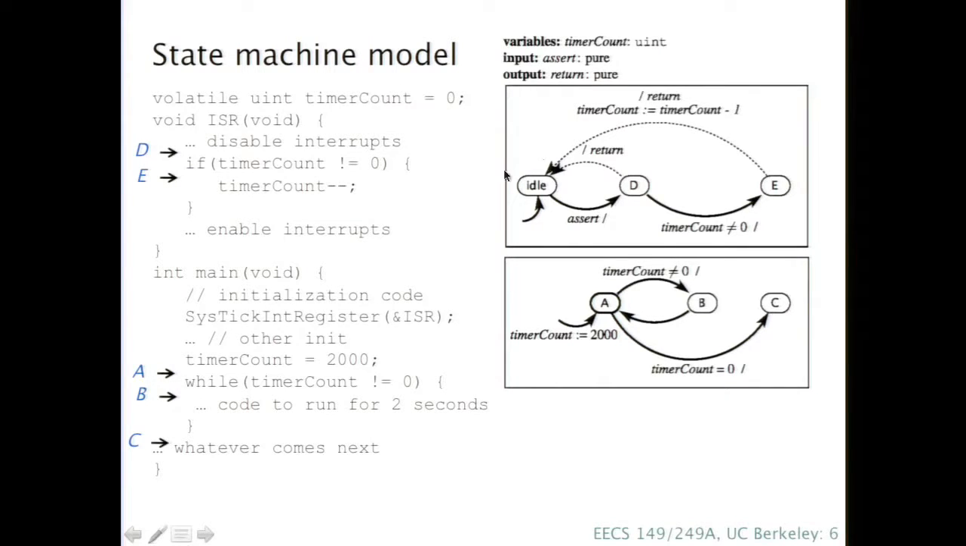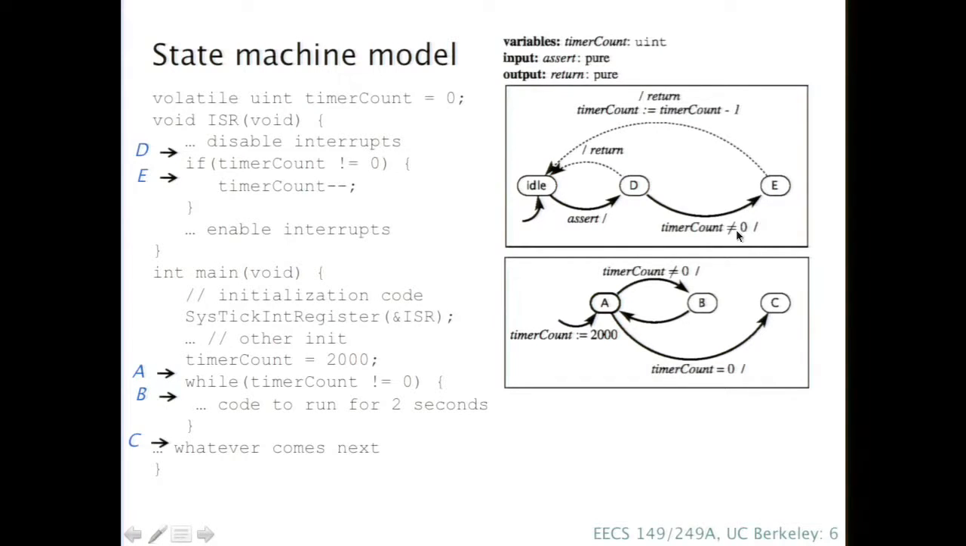Because the interrupt hasn't been triggered, I needed to add an extra state, an idle state, which just says I'm not in the interrupt service routine at all. Now I need to define an external input, assert, which is a pure input, that will take me to D. Whenever that external input is provided, the interrupt service routine goes to D. Then in D it tests the timer count. If the timer count is non-zero, it goes to E. Otherwise, it transitions back to idle and issues an output return.